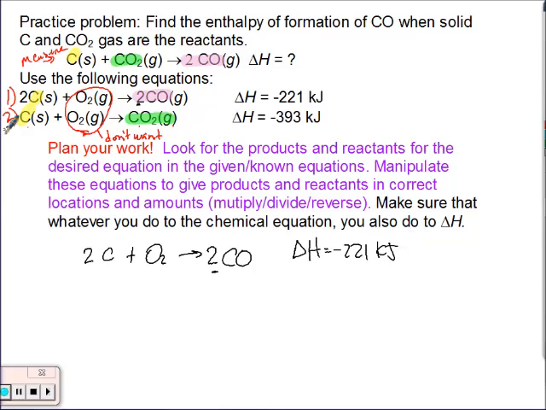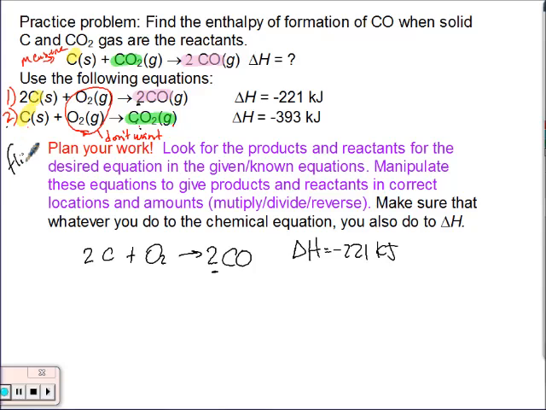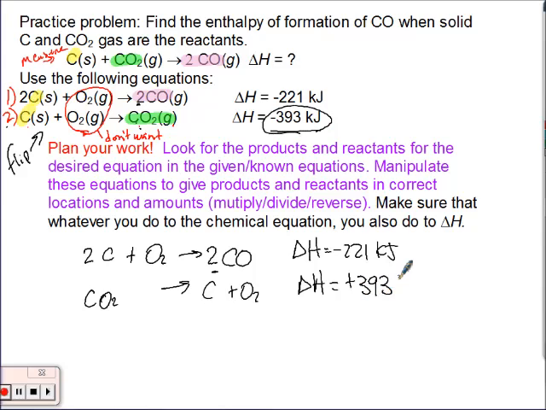Reaction number 2 now. It's got the right thing, the carbon dioxide, but not in the right place. This is on the product side. It needs to be on the reactant side. So I want to flip this one. So flip the whole thing. So the product, CO2, goes to the reactant side. And the reactants, carbon plus O2, go to the product side. Now what that means is for my delta H, I'm going to change the sign. Positive 393 kilojoules.